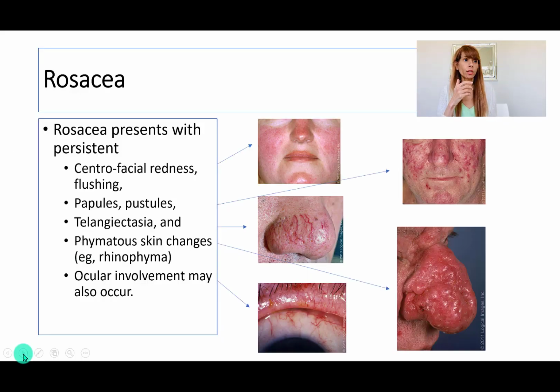Rosacea is a condition where there is a central facial redness and flushing. So there's a lot of redness and there is a lot of flushing. There are papules and pustules. There is disfigurement of the contours. One such condition is called rhinophyma, where there is a swelling of the nose, and that can be quite debilitating, and we call it rhinophyma. Then there is ocular involvement in some patients, not all.